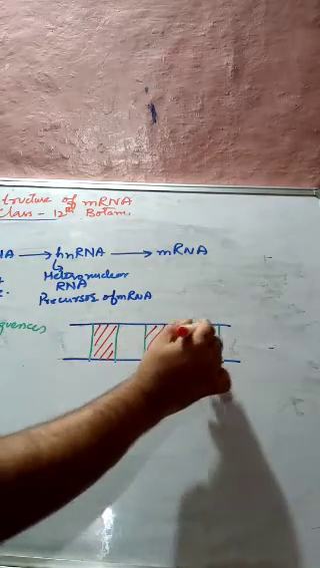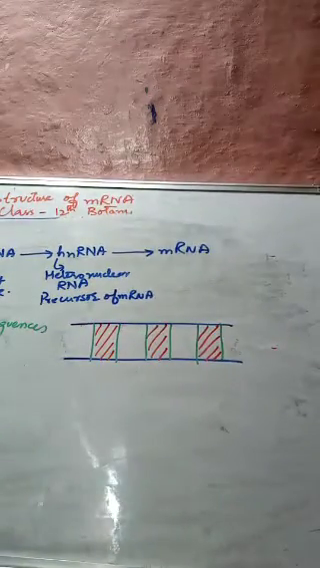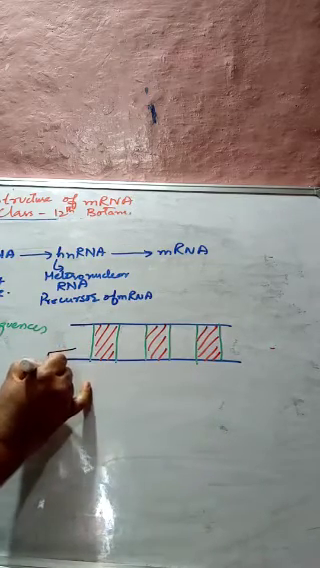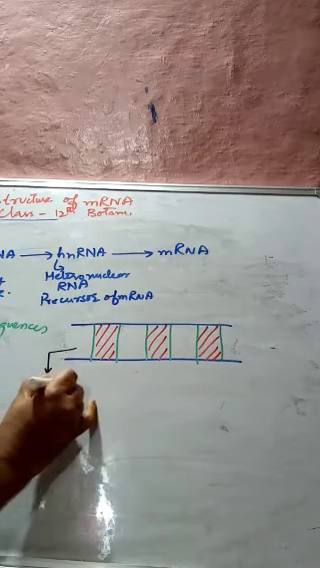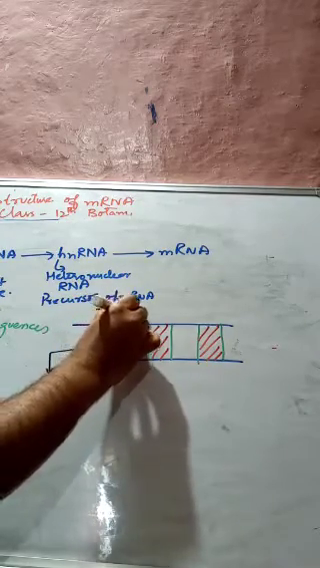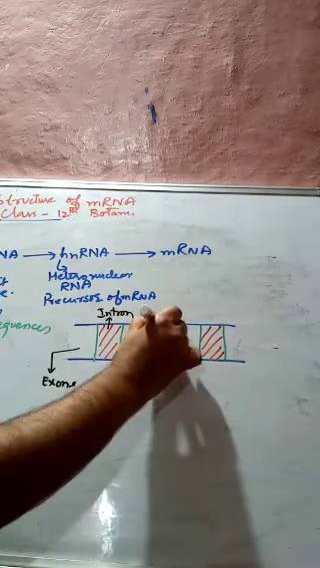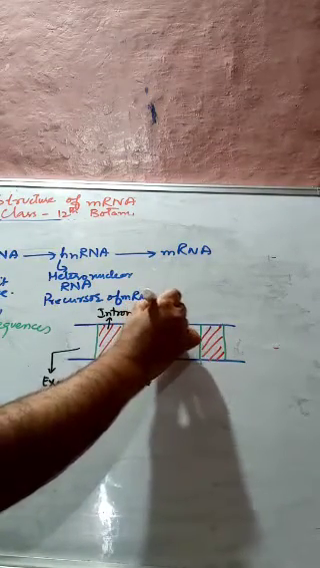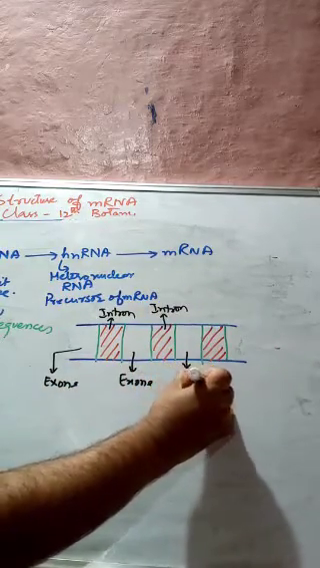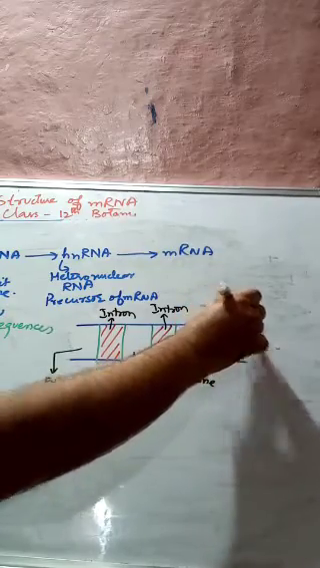In order to differentiate them, I am making them in different colors. This is exon. This is intron. This is exon. Just a different sequence. This is intron. Then this is exon. Then this is intron, and again this is exon.